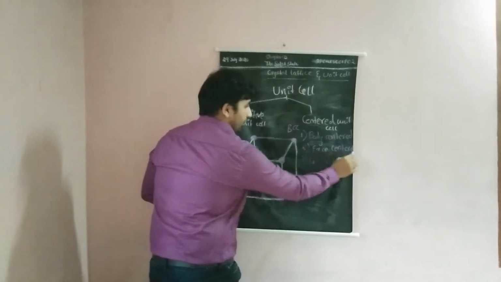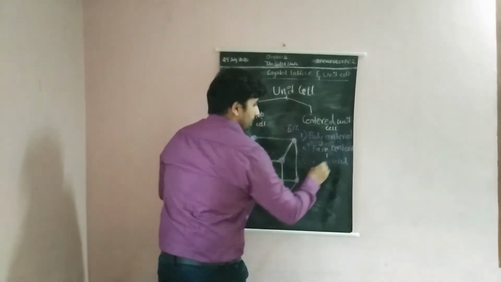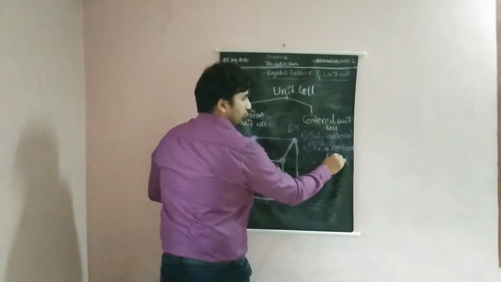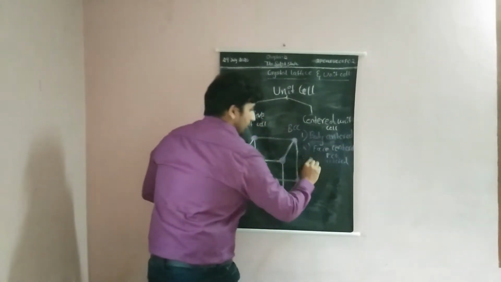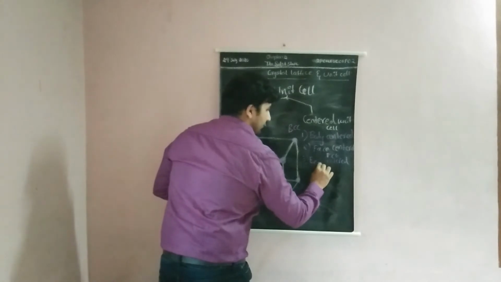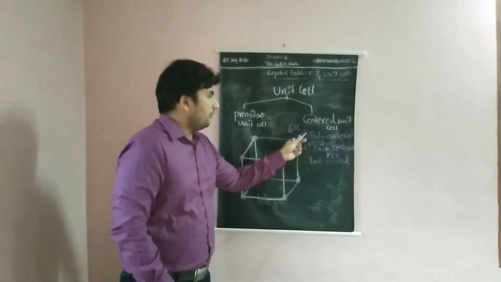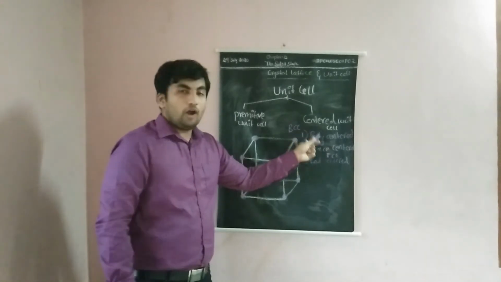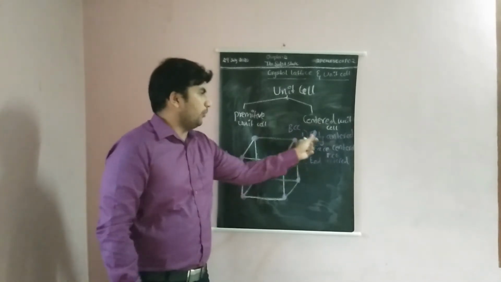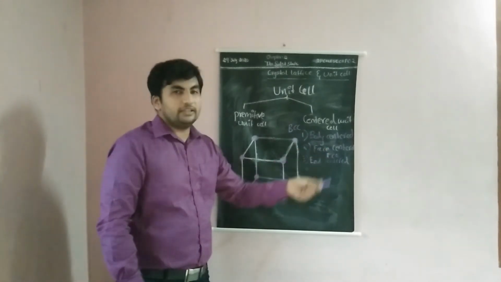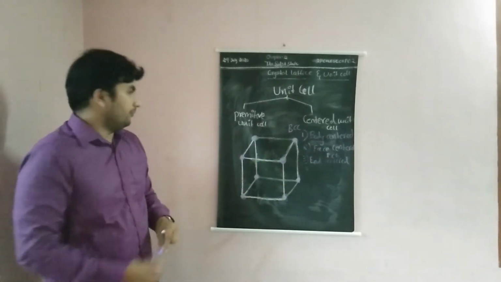Then the second one is face centered, that is called FCC, that is the face centered cubic unit cell, and the third one is the end centered unit cell. So, let us discuss where the constituent particles are placed in body centered and face centered, and what end centered means. I will explain.